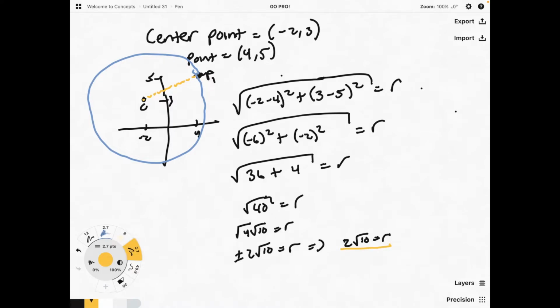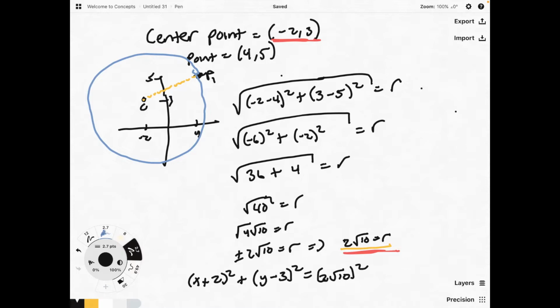The question asks to find the equation of the circle. Now that we have both our center point and our radius, we can put that into our standard equation for a circle. We would have x minus a negative 2, so it's x plus 2, squared, plus y minus 3, squared, which is equal to 2 square roots of 10, squared.